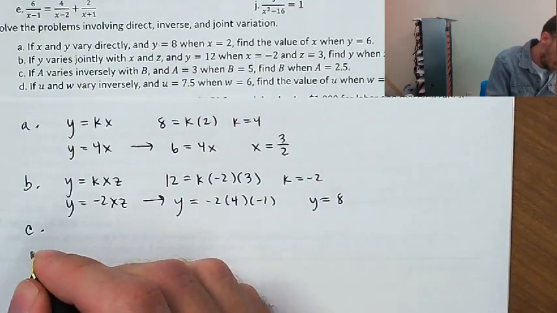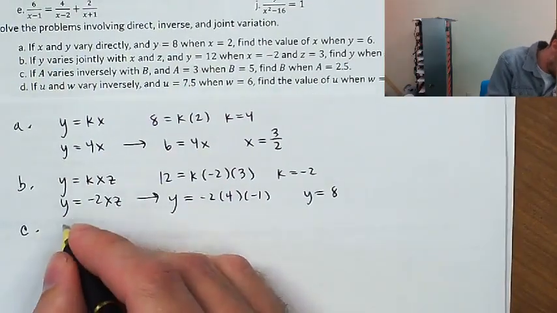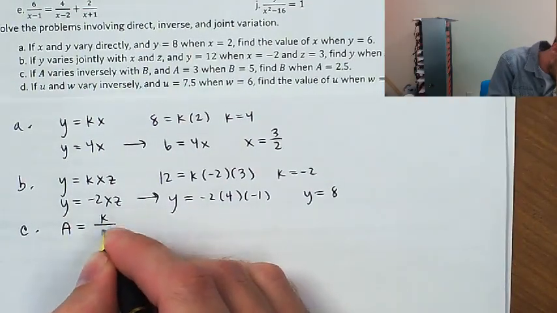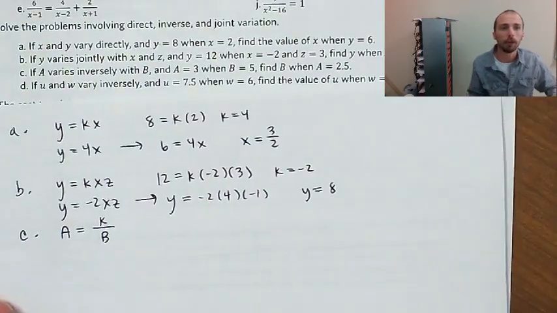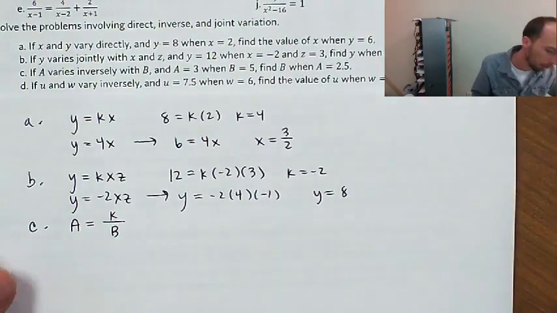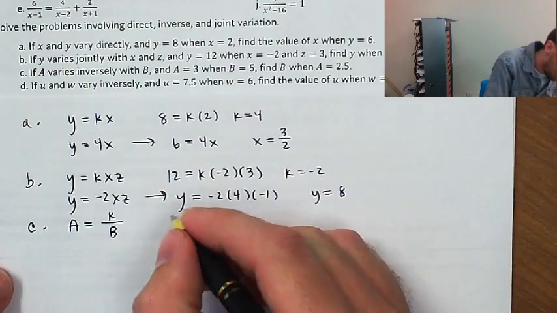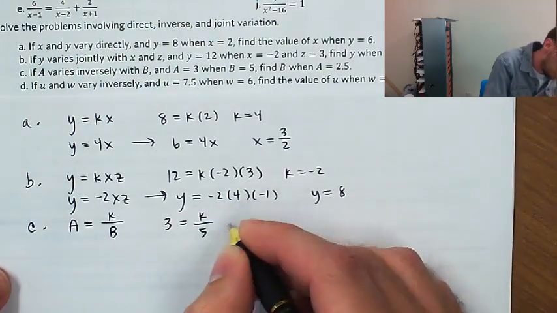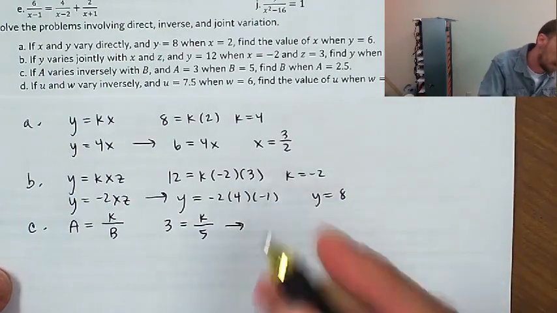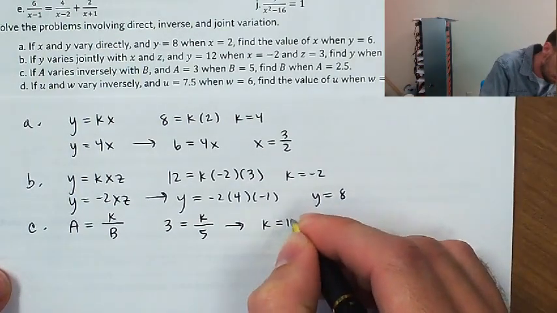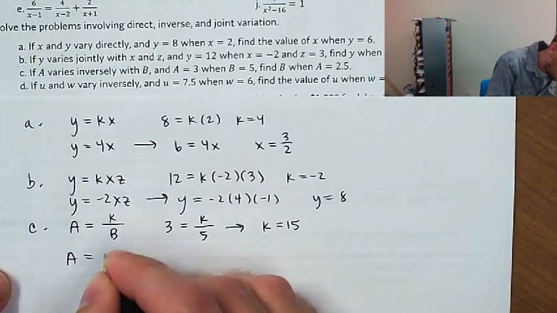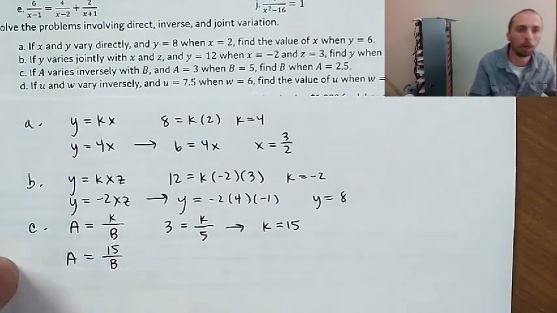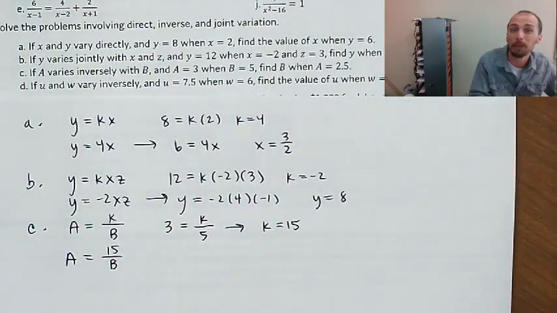For c, if a varies inversely with b, that means a is some number divided by b, or b is some number divided by a. You could work it out the same way. It would give you the same answer. And a equals 3 when b equals 5. Okay, that's going to multiply both sides of this equation by 5, and k is 15. So a is 15 divided by b, or b is 15 divided by a, or a times b equals 15.